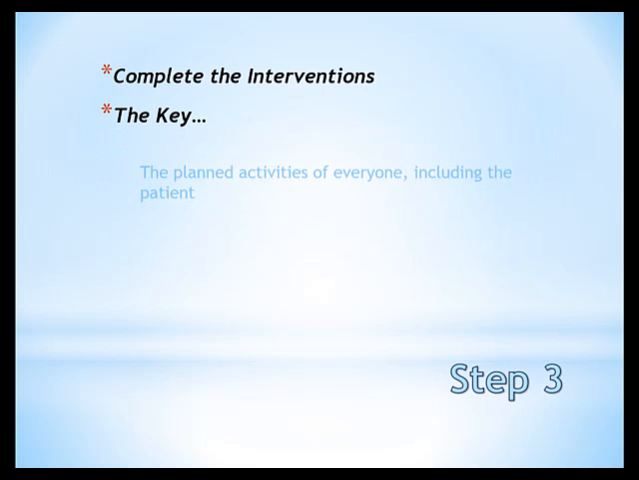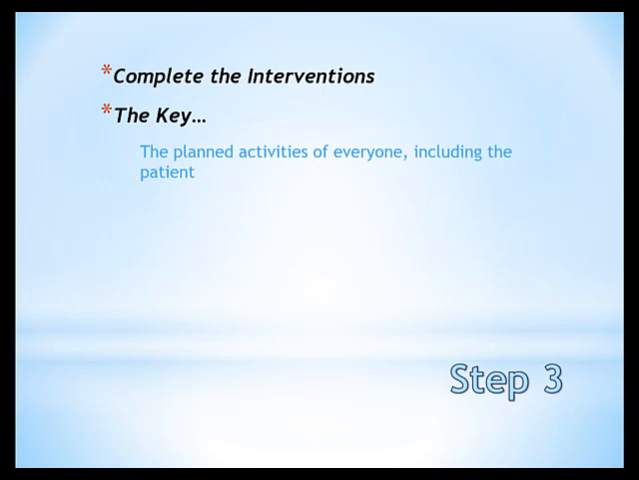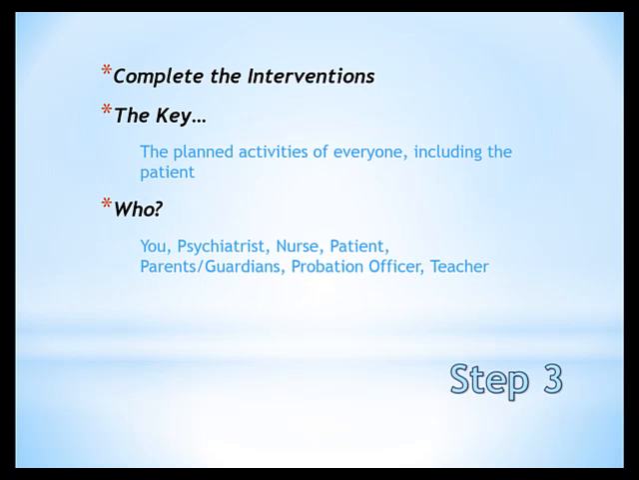Step 3. For each objective, complete the interventions needed to address it, which is more than one in most cases. The key? The planned activities of everyone who is working to help the patient, including the patient, and they should be geared toward treatment success. That usually means you, other staff, the patient, sometimes parents, sometimes others outside your organization with whom you will collaborate toward the recovery of the patient, for example, teachers, probation officers, primary care physicians, etc.